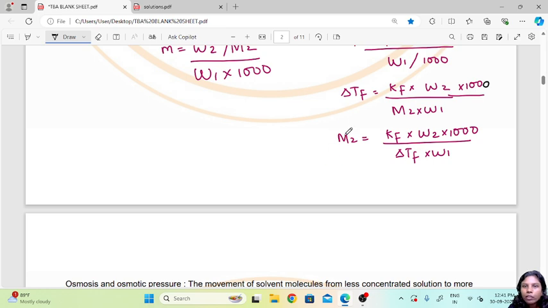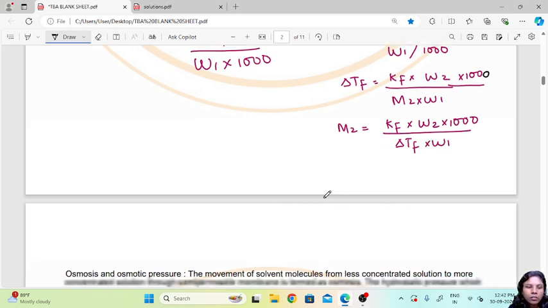So now if we have to find the molar mass of any one of them, we can find it by using Kf into W2. Kf is the proportionality constant, W2 into 1000 upon the depression in freezing point, into the weight of the given solute or solvent.